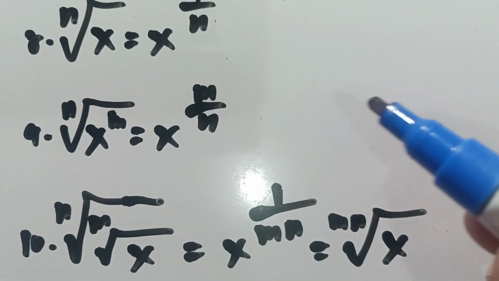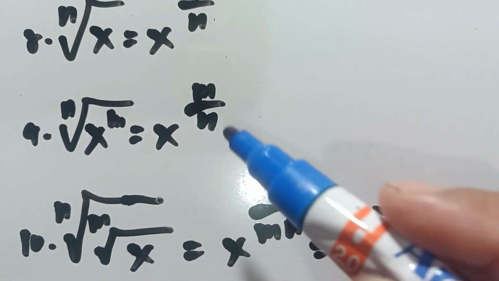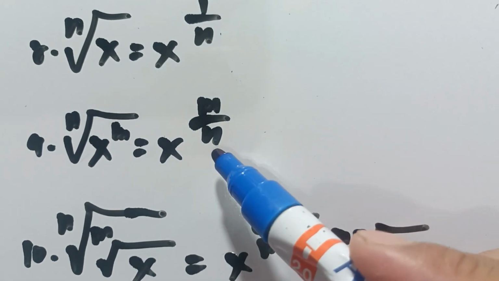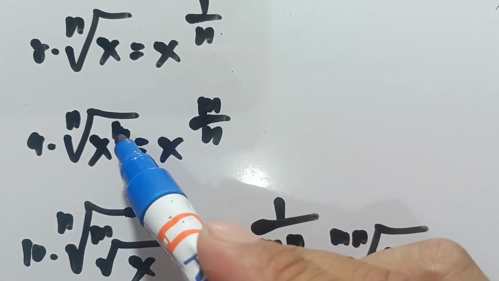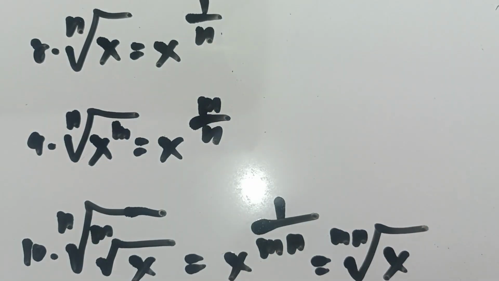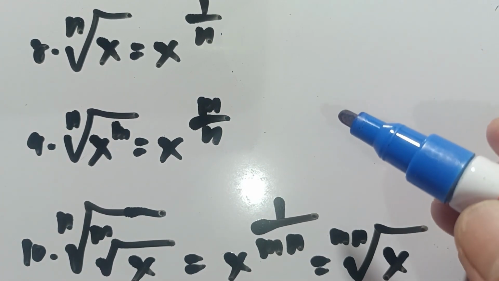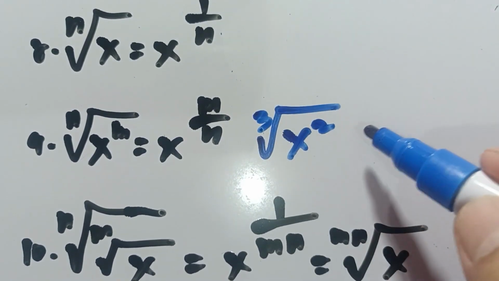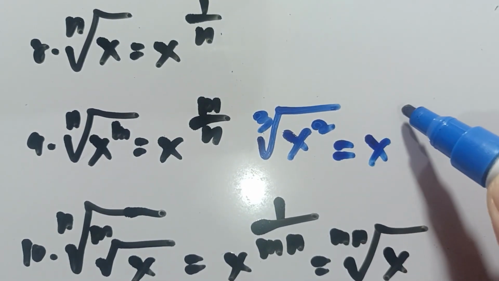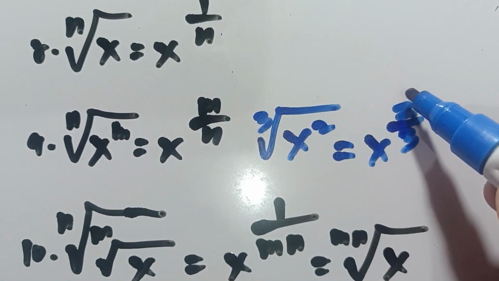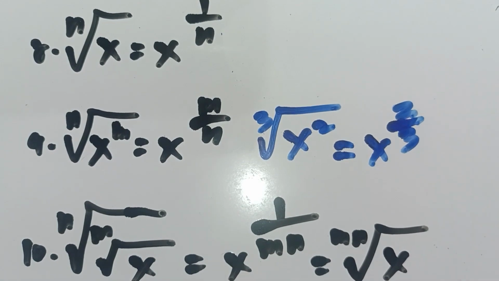Number 9, x to the power m, square to the power n, so this becomes x to the m over n, and the power inside of x becomes the numerator over the denominator n. An example of this one is x squared in cube root. This will become x to the 2 over 3, so this will become the numerator. Okay, and that's the answer.